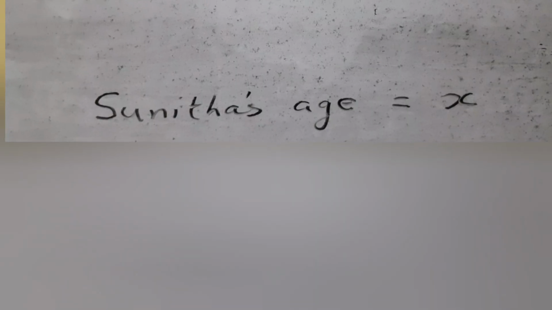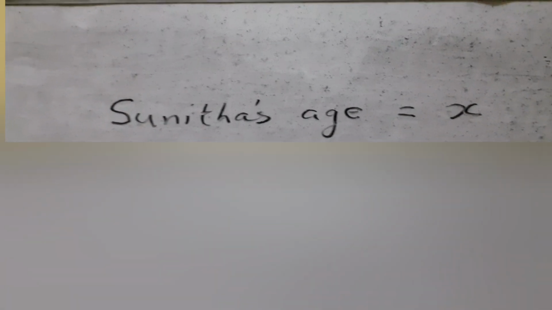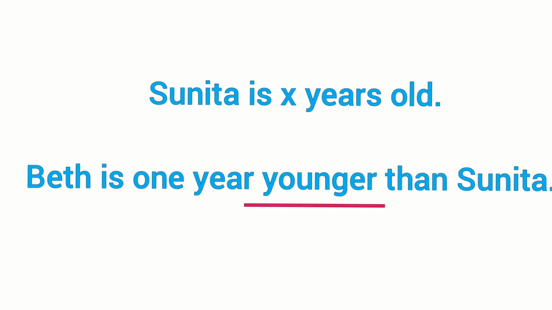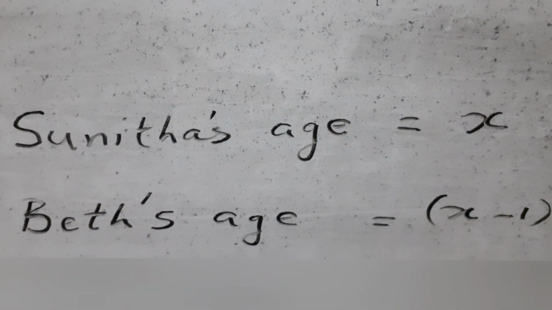It is given that Sunita's age is x years. It is given that Beth is 1 year younger than Sunita. That is, the age of Beth will be 1 year less than that of Sunita. So Beth's age will be x minus 1 years.